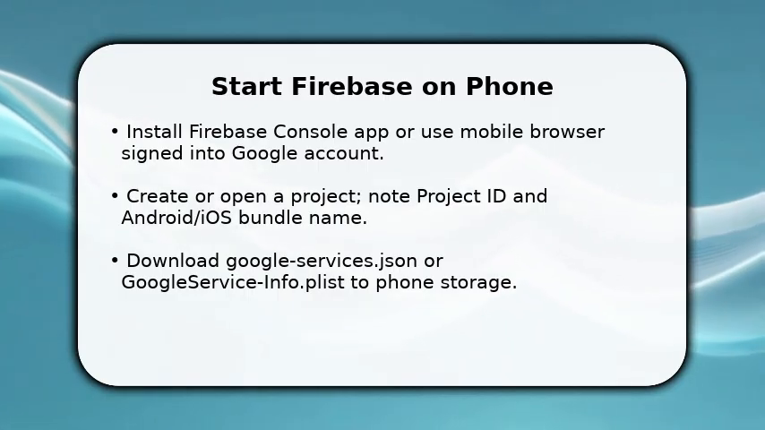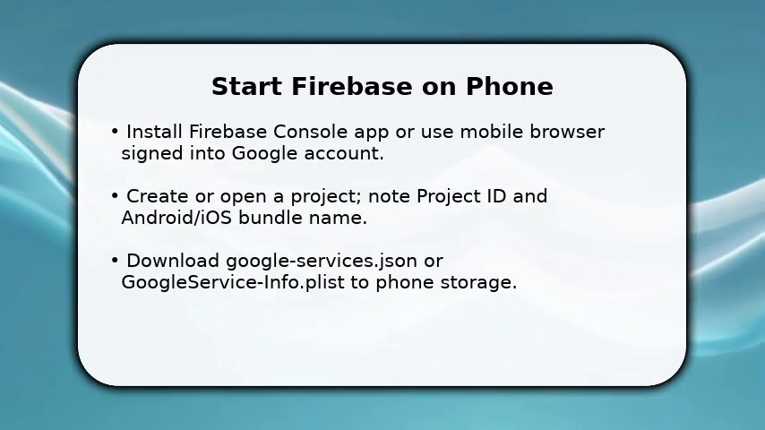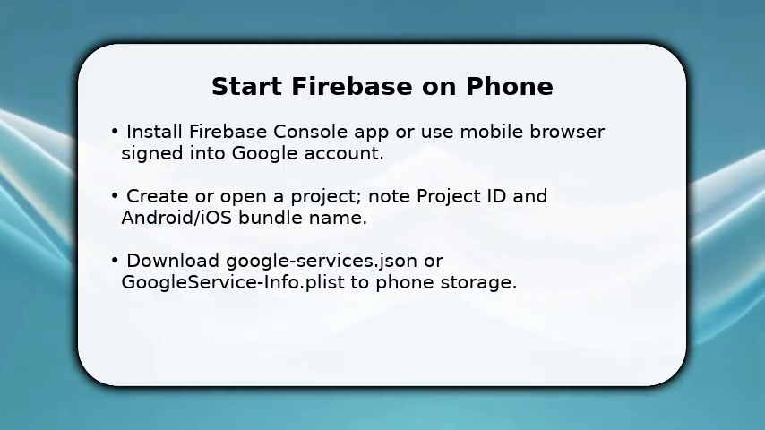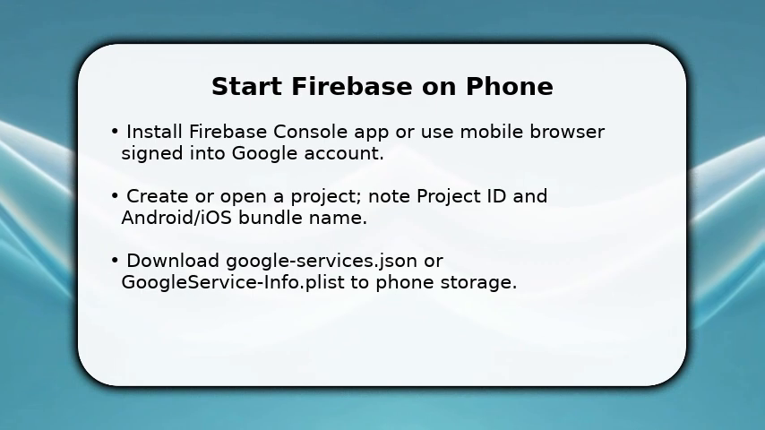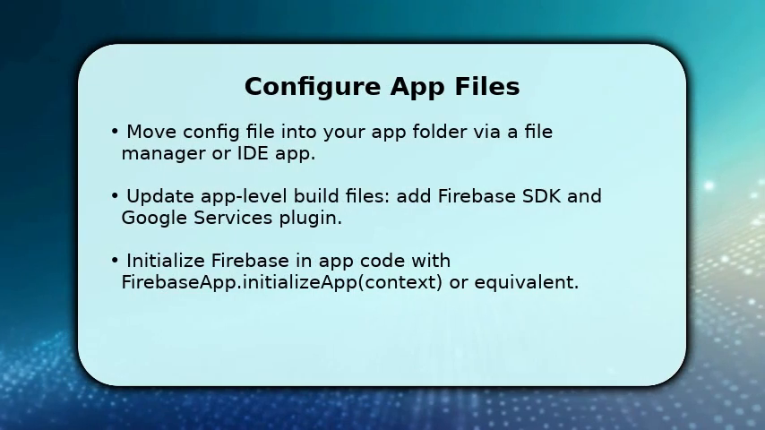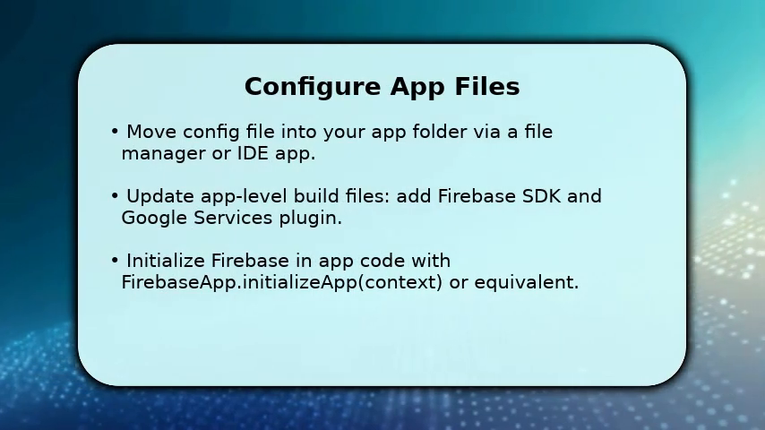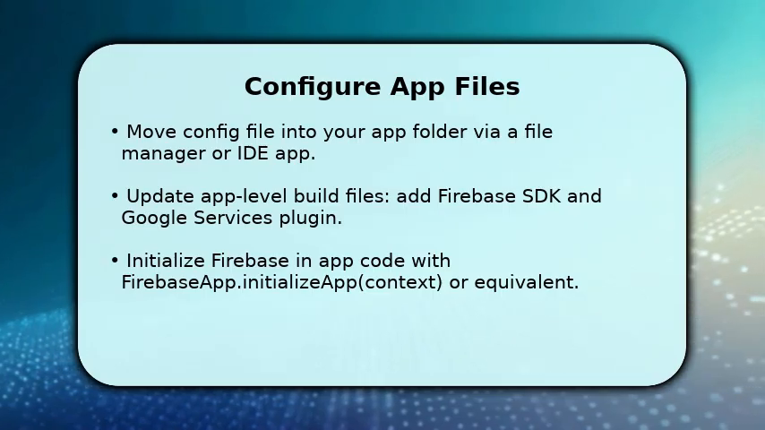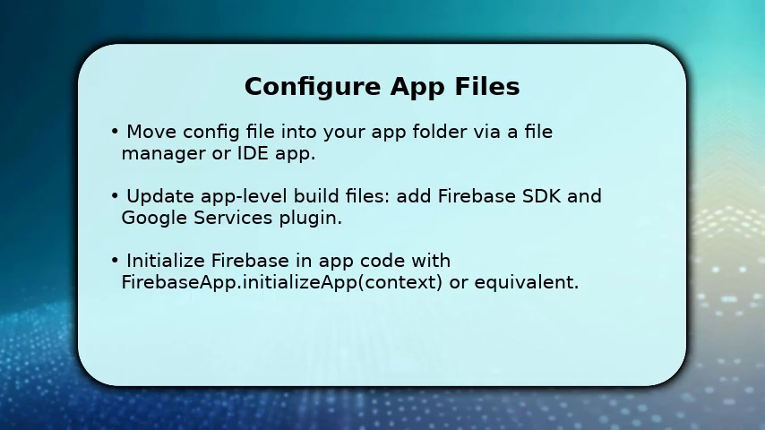This file ties your app to Firebase. Make sure to record the project ID and package or bundle name. You'll need them in the next steps to configure the app correctly. Once the config file is on your phone, move it into your app's platform folder using a file manager or a mobile IDE. This connects configuration to the build.